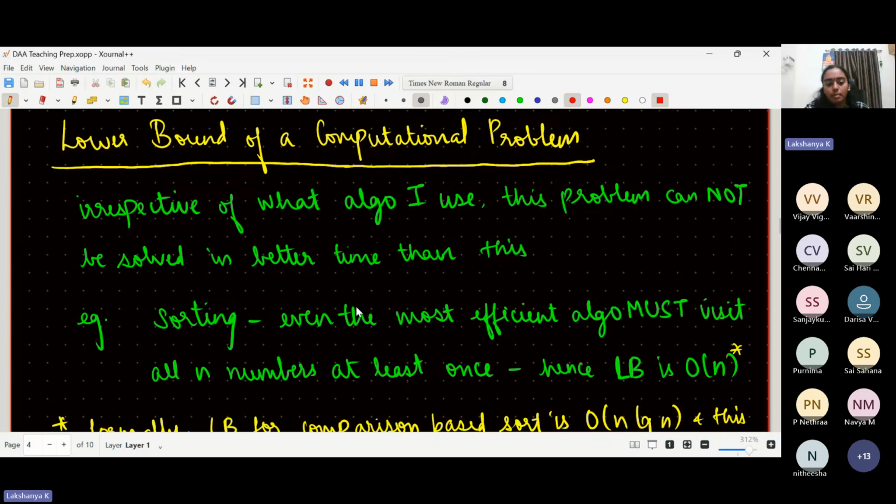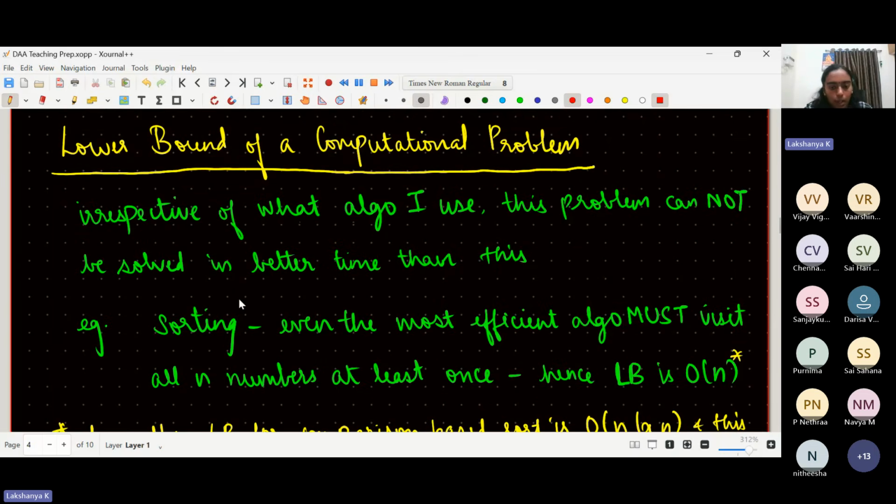Irrespective of all that, at least this much time is required. For example, take the sorting problem again. Even the most efficient algorithm must visit all n numbers at least once. You cannot sort n numbers without looking at each number at least once. The reordering and all of that might take n square iterations, it might take n log n iterations, it might be done in n iterations, depending on how intelligently you do the swaps.